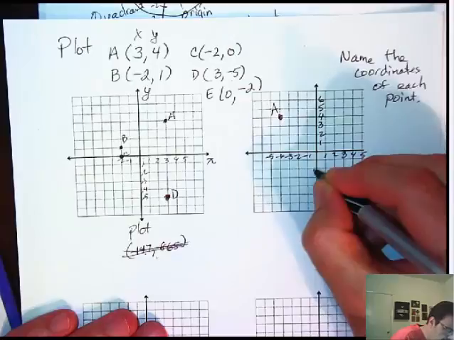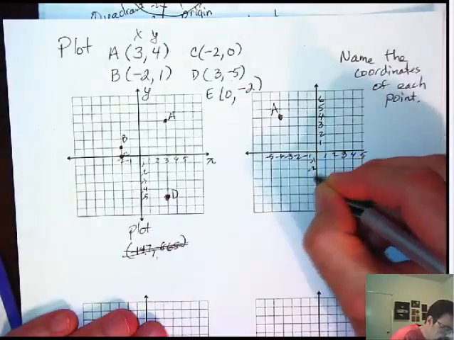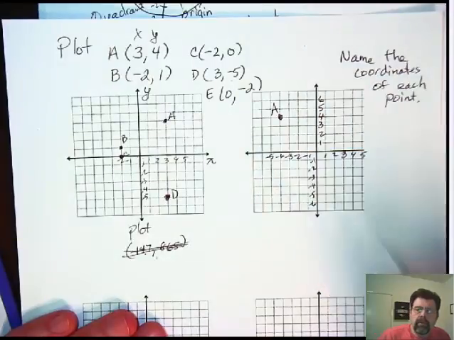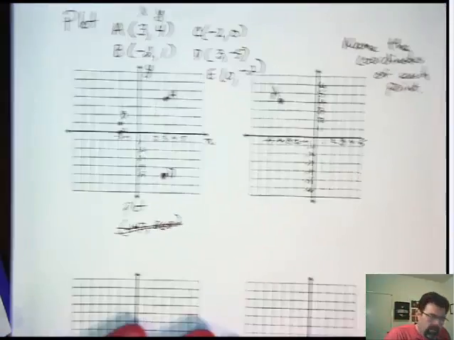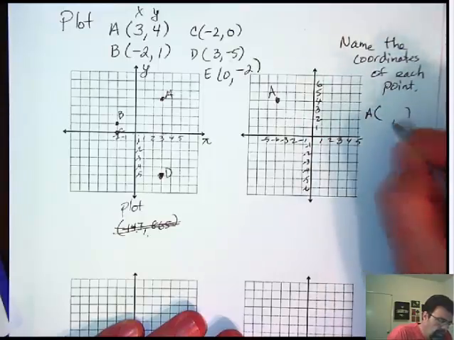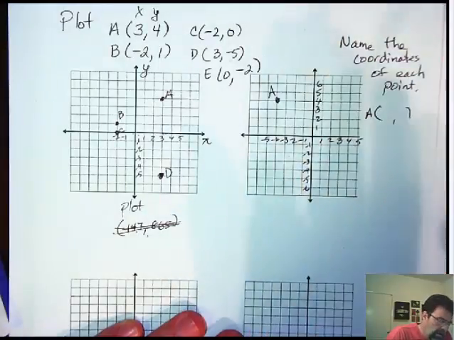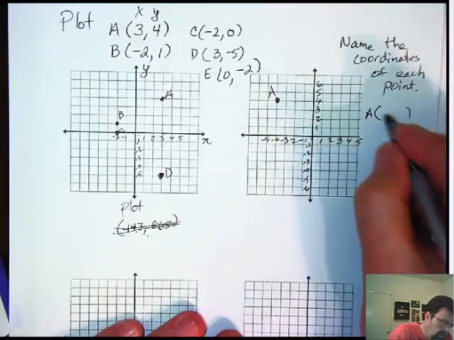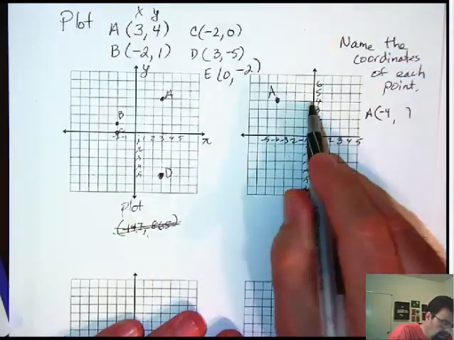Just label everything for you. Okay. All right, so what's A? So again, remember it's X, Y. So A would be -4, +4.